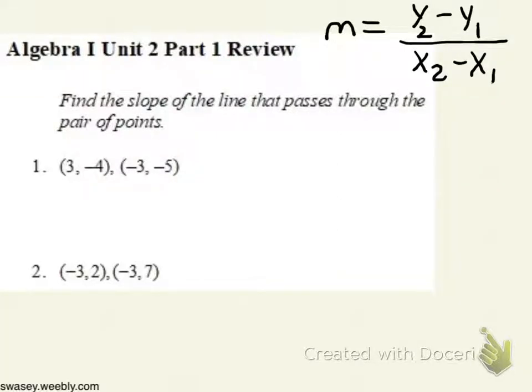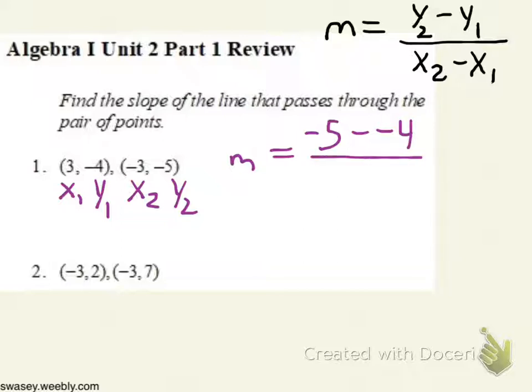Alright, this is going to be the Unit 2, Part 1 review. To start with, we're finding slope. To find the slope between 2 points, we're going to label our points x sub 1, y sub 1, x sub 2, y sub 2, and we'll plug them into the slope formula. So on the top of the slope formula, we have y sub 2, that's negative 5, minus a negative 4, over negative 3 minus 3.